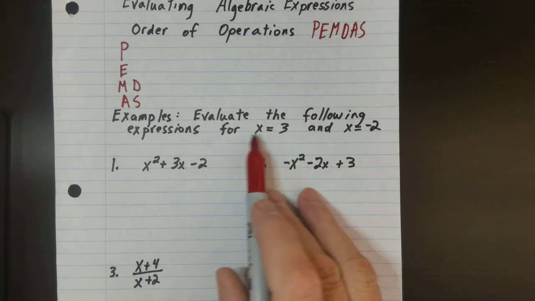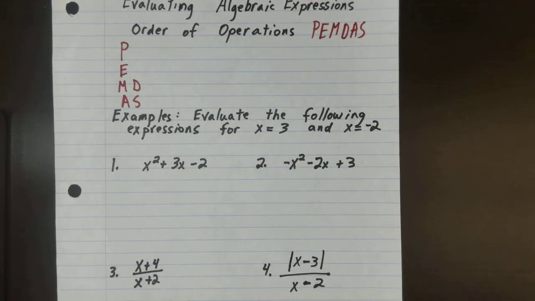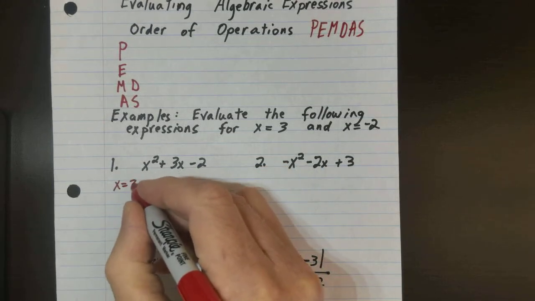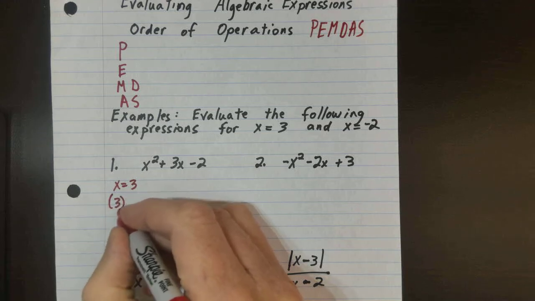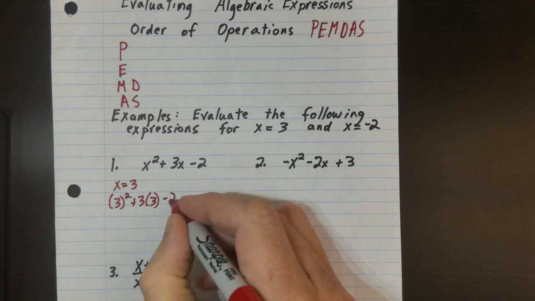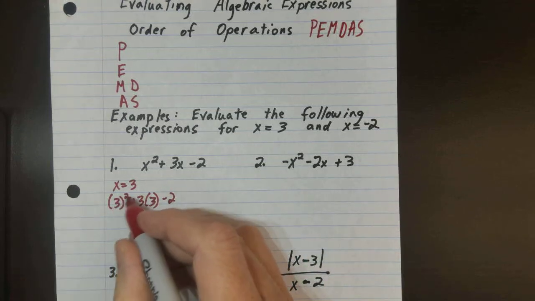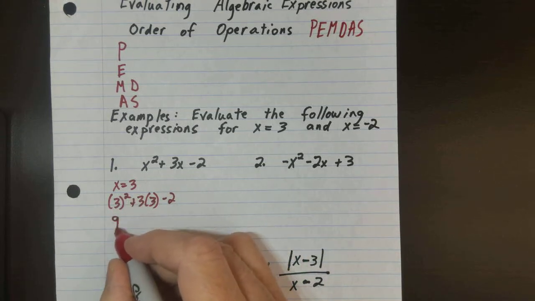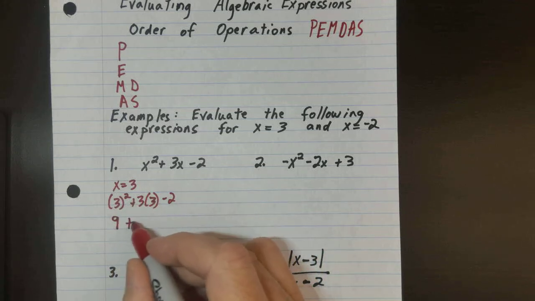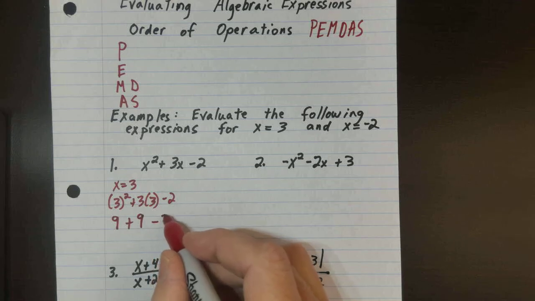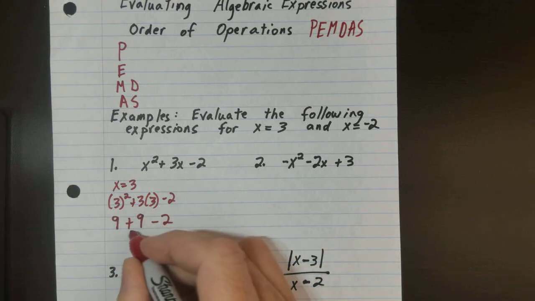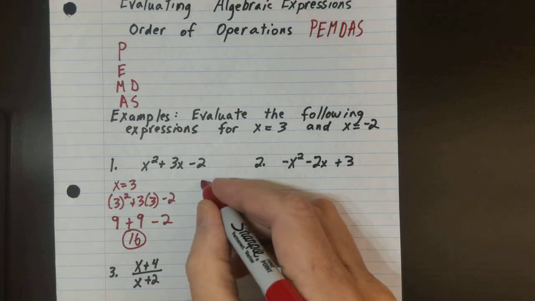Evaluate the following expressions for x equals 3 and x equals negative 2. So when x is 3, I've got 3 squared plus 3 times 3 minus 2. And 3 squared, I'll do the powers first, that's 9. And now that's the only power, so I'll go through and I'll multiply also. 3 times 3 is 9, and then I'll subtract 2. 9 plus 9 is 18, minus 2 is 16. That's when x equals 3.